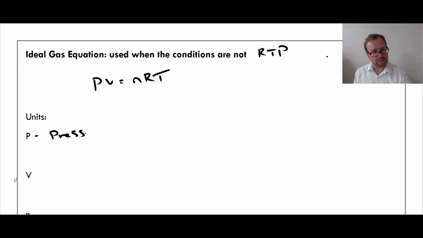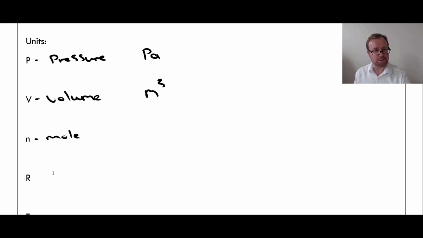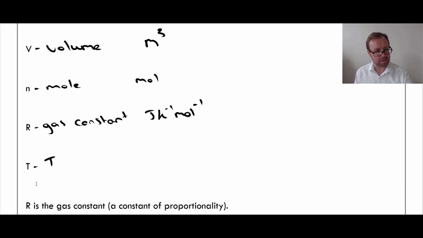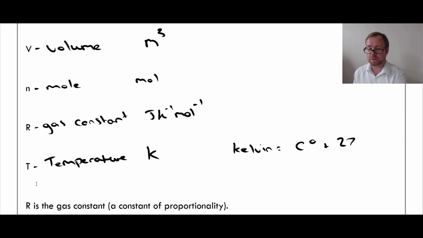So pressure. Technically, my units are Pascal. My volume is measured in meters cubed, technically, but we'll come back to this. Mole is obviously mole. This is the gas constant, and you don't need to remember this, but its units are the amount of energy required to raise 1 mole by 1 Kelvin, and my T is my temperature, which is in Kelvin. Don't forget, to get Kelvin, I need to do centigrade plus 273, which gives me my temperature in Kelvin. That's a plus.